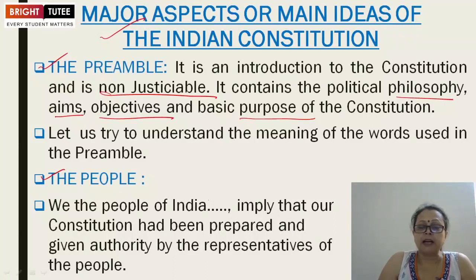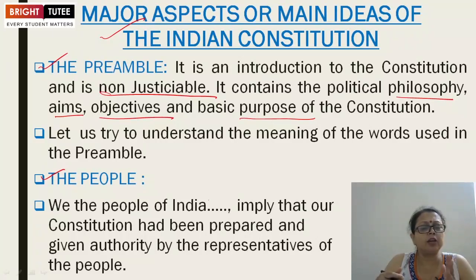They were involved in the constitution making process, and it is also written for the welfare of the people. So this preamble begins with "We the people of India." If you learn it in a rhyming way, it is very easy. We the people of India solemnly resolve to constitute India into a sovereign, socialist, secular, democratic republic.